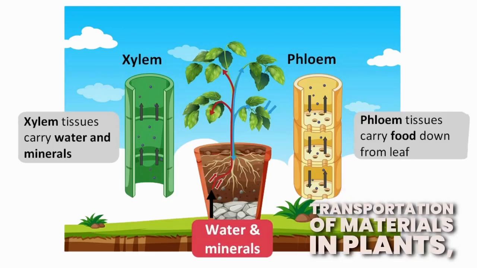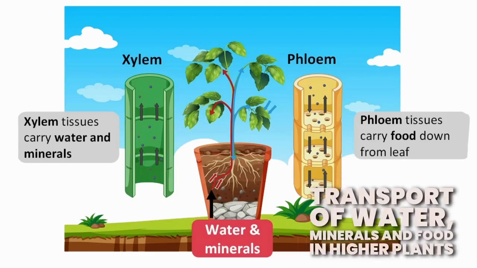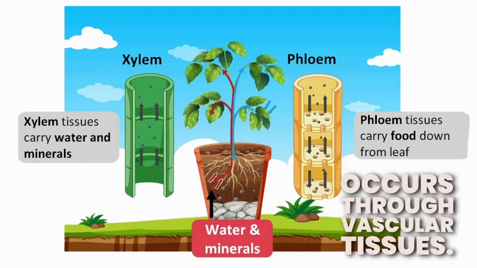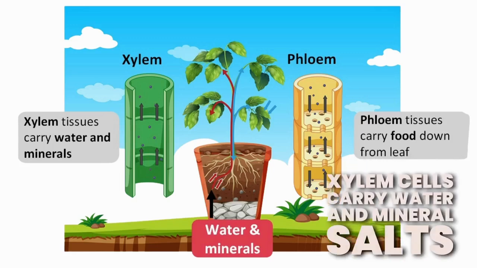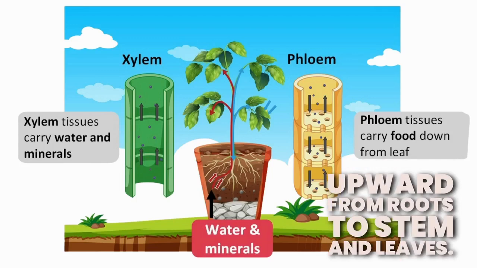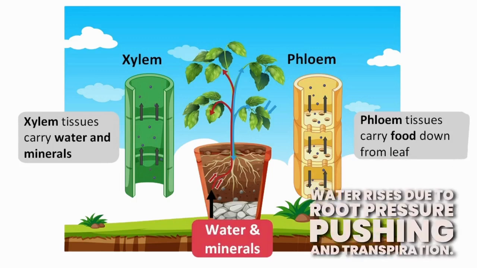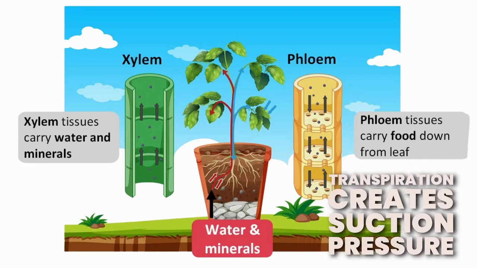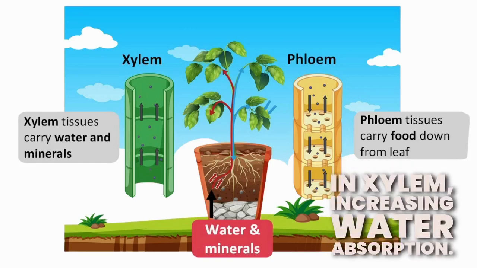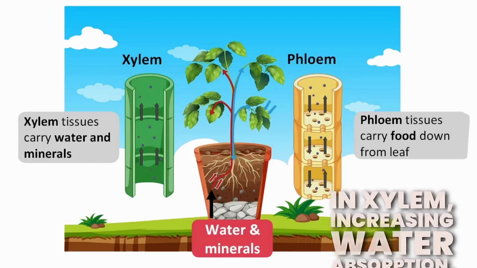Transportation of materials in plants. Transport of water, minerals, and food in higher plants occurs through vascular tissues, xylem and phloem. 1. Xylem cells carry water and mineral salts upward from roots to stem and leaves. Water rises due to root pressure, pushing, and transpiration pulling by evaporation from leaves. Transpiration creates suction pressure in xylem, increasing water absorption.